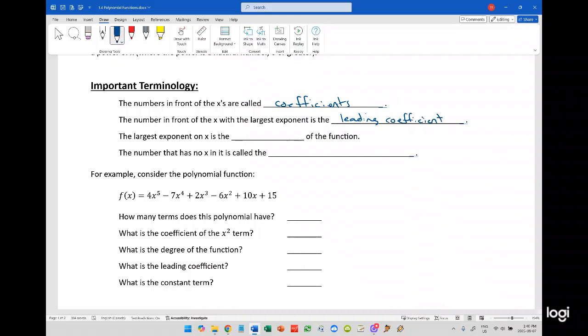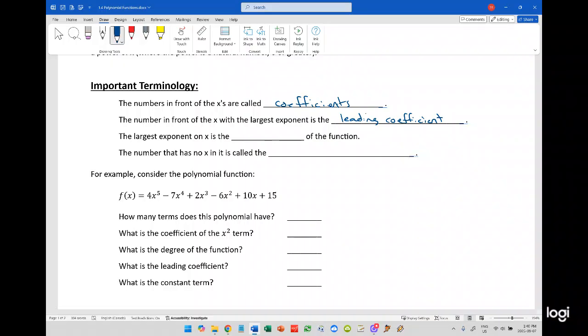And it's important because it tells us a little bit about our end behavior that we saw back in the power functions lesson. It tells us whether or not we're going to be starting low, ending high, or vice versa, or whatever it is. So the leading coefficient gives us a fair bit of information.